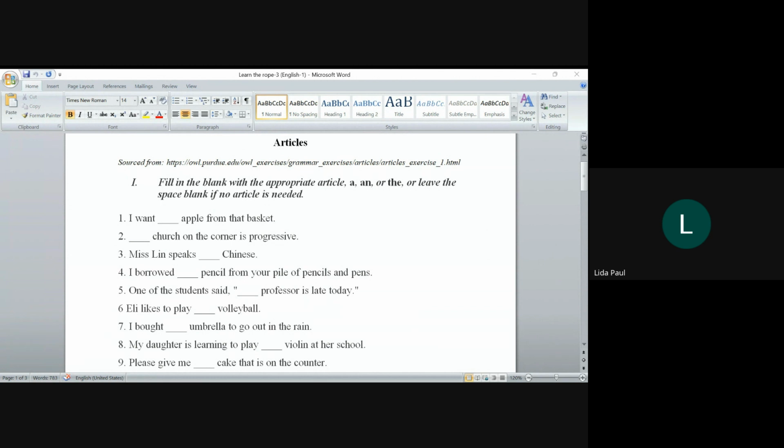Now, let's look at the second one. Dash church on the corner is progressive.